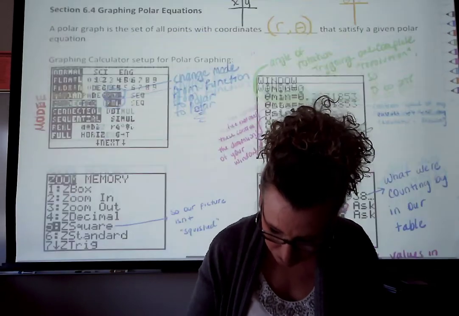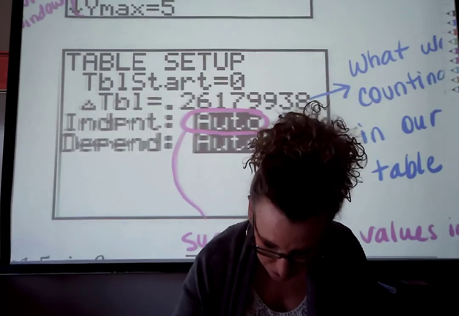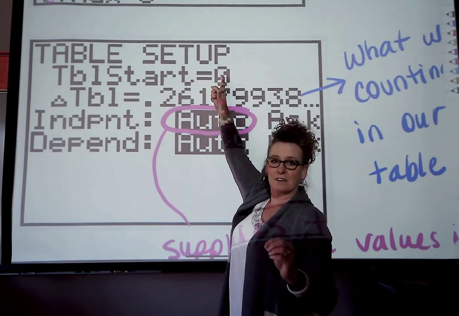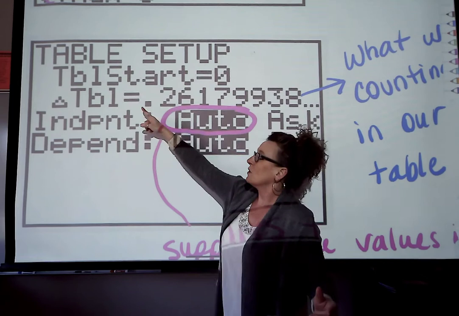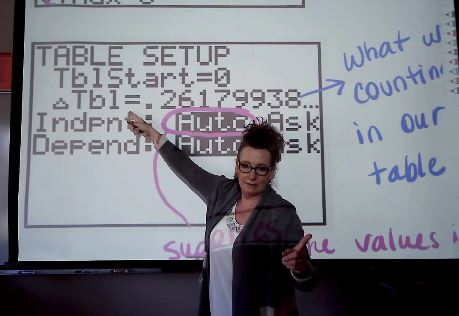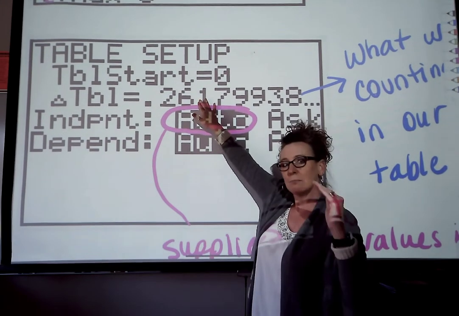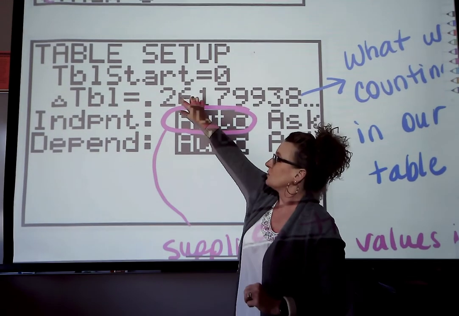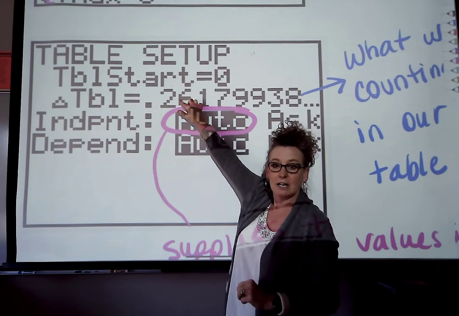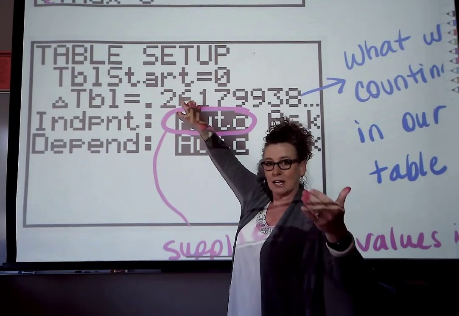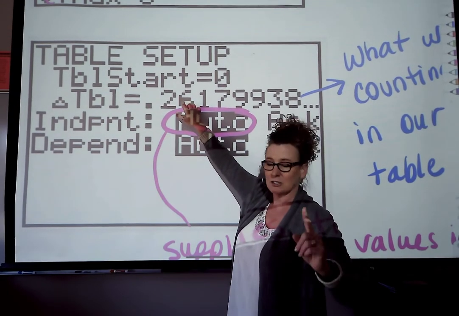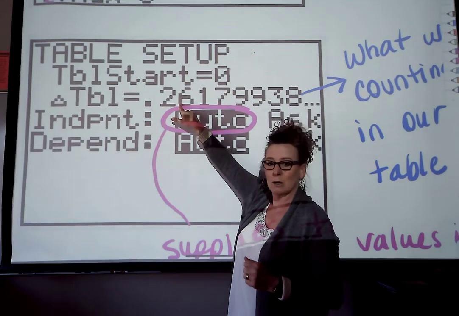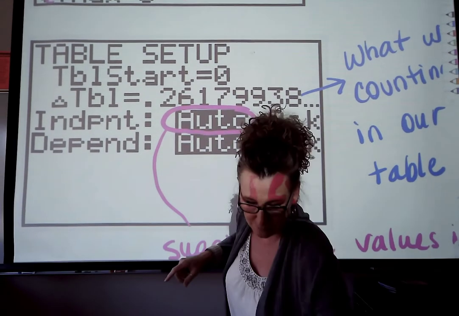back to our table. You've still got your calculator handy. Table setup. Here's what I want you to do. We're going to start our table with an angle of 0, and we want to say count by 1 pi over 12. So you need to type in pi over 12 right here. And once you do that, and you push enter or the down arrow, it's going to change it to a decimal for you. We want to count by 1 pi over 12.